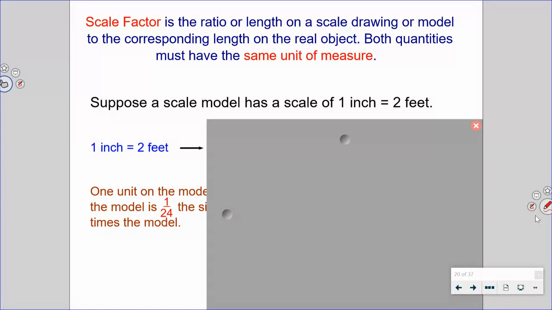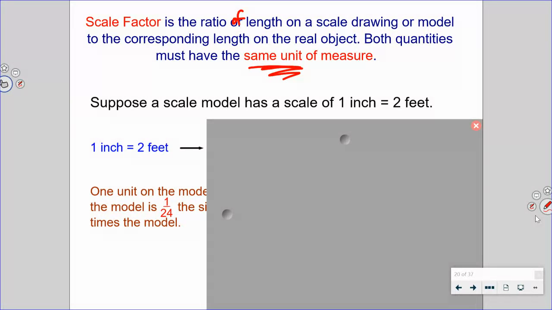Now, the scale factor is the ratio of the length on a scale drawing that corresponds with the length of the real one. I'm not sure why it says "or length." Maybe that should say the ratio of the length on a scale drawing or model to the corresponding length on the real object. Now, both quantities must have the same unit.